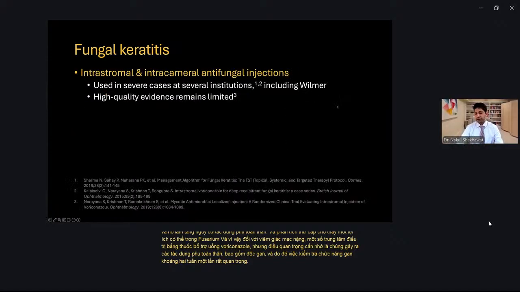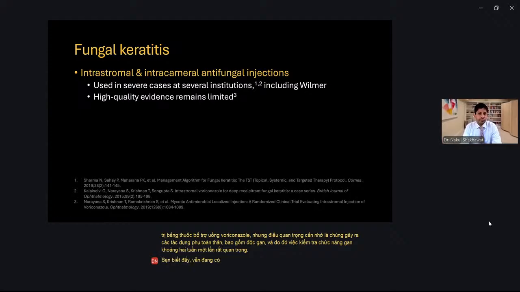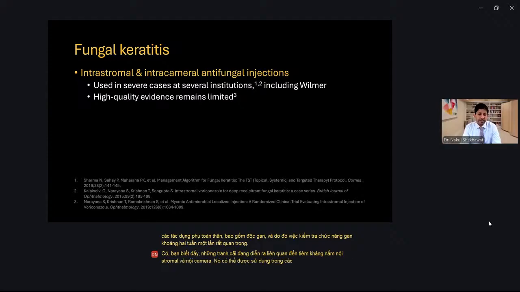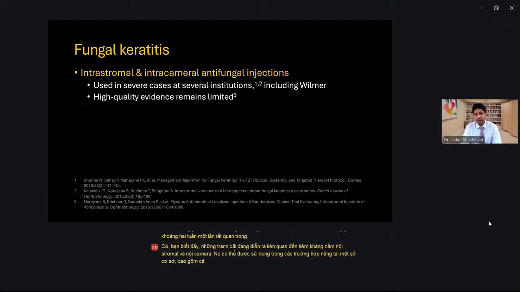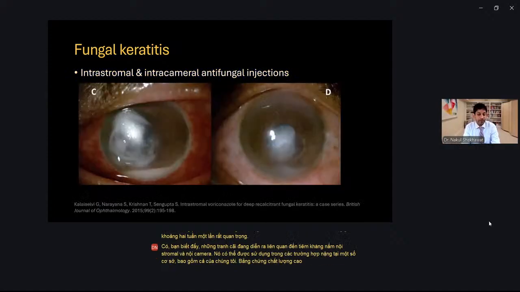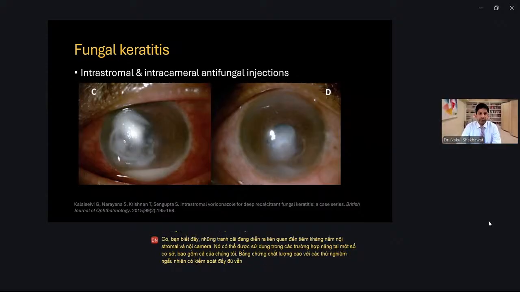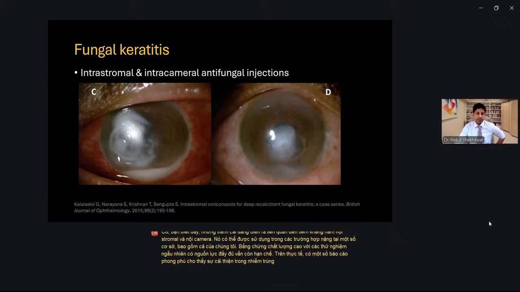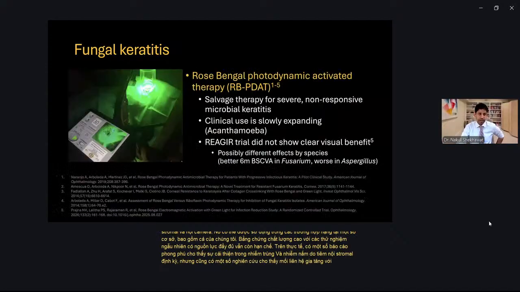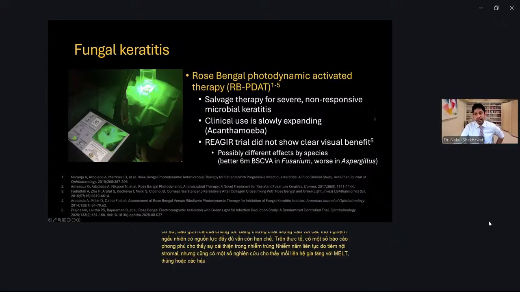There is ongoing controversy regarding intrastromal and intracameral antifungal injections. It can be used in severe cases at several institutions, including our own. High-quality evidence with adequately powered randomized controlled trials remains limited. There are copious reports, in fact, showing that there are improvements in the fungal infection with recurring intrastromal injections. But some studies also show an increased association with melt or perforation or adverse outcomes. And so the data is not yet in.